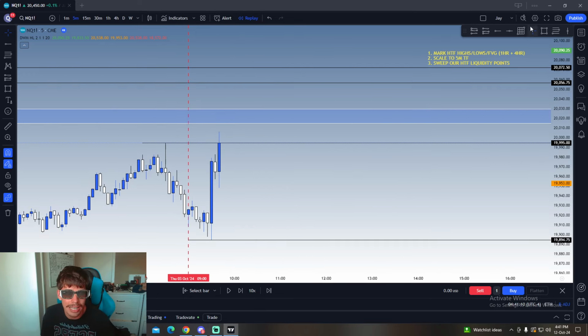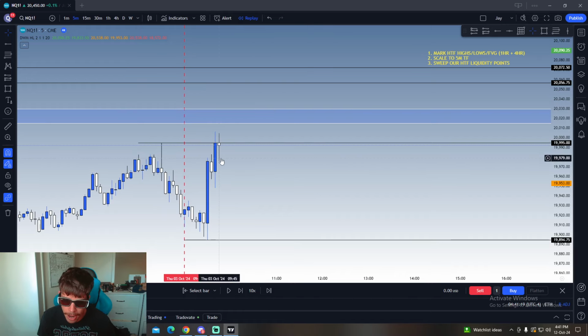And what do we want to see? A 5 minute retracement candle. So because we're bearish, a retracement is not a bearish candle. It will now be a bullish candle. And it can't be the one that took liquidity. Has to be after.